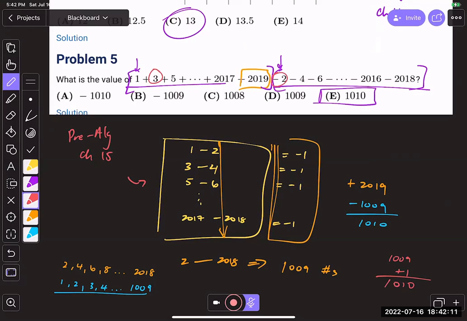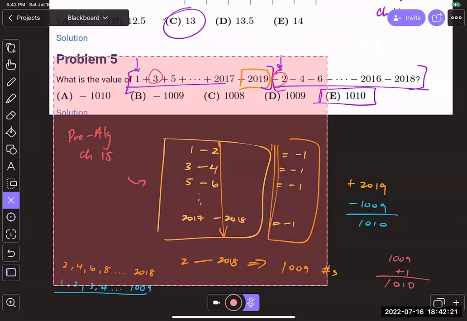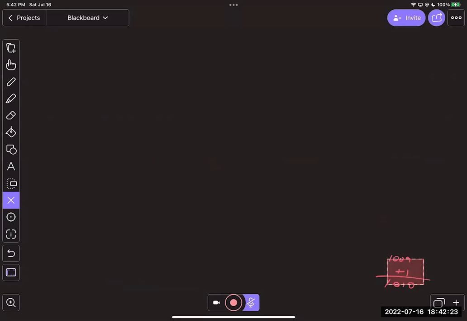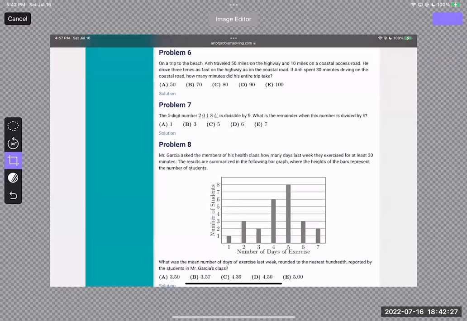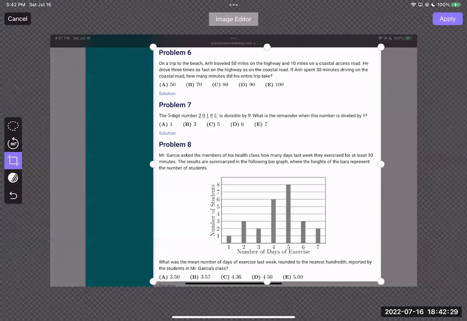Any questions between problems 4 or problem 5? Problems 4 and 5. Any questions here? All right. In that case, we move on to the next 3 problems. Problem 6, 7, and 8.